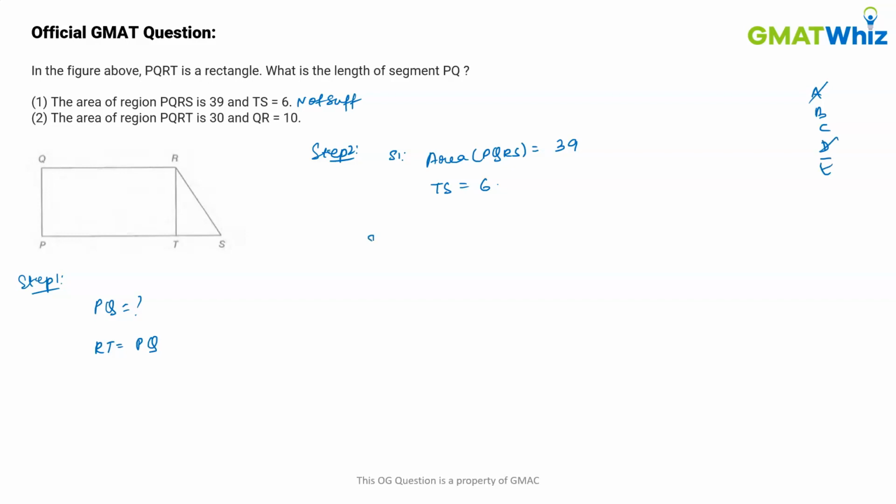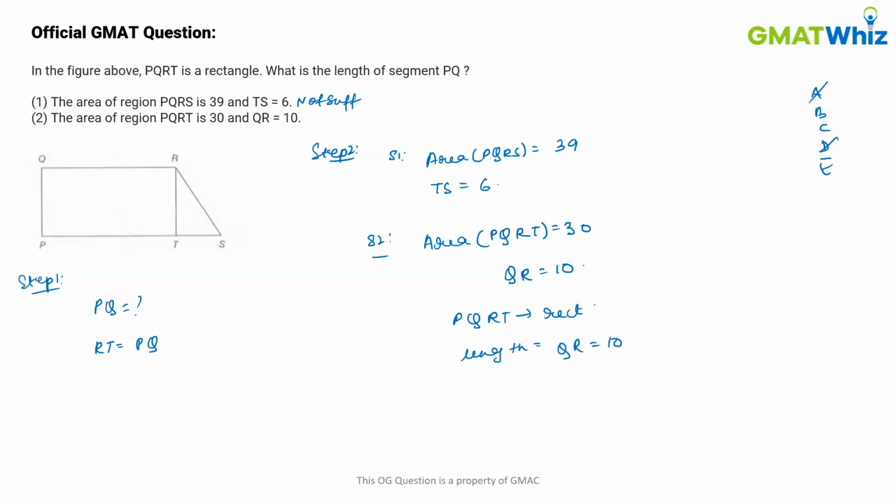We move on to check the sufficiency of statement 2. According to statement 2, the area of the region PQRT is equal to 30 and the length QR is equal to 10. Now, PQRT is a rectangle and we know the length QR, which is equal to 10.